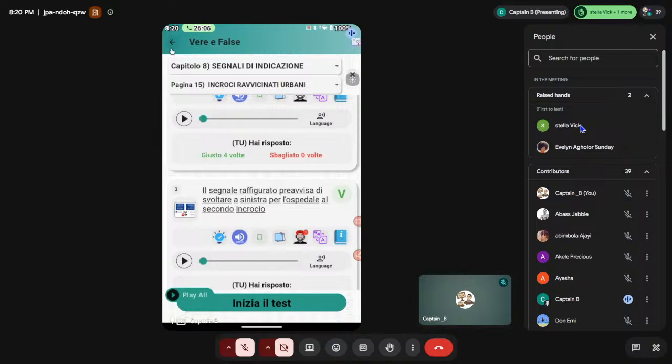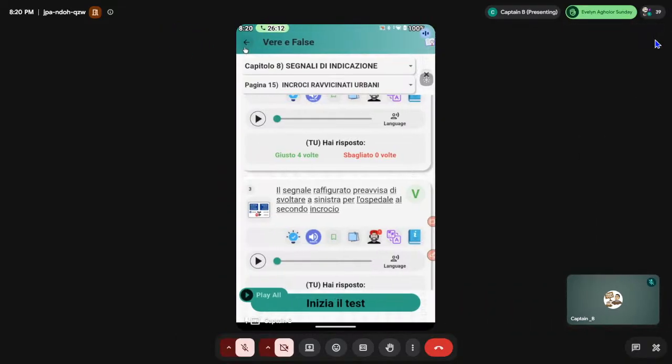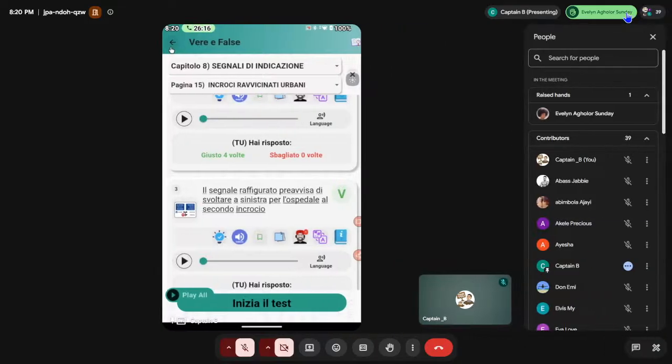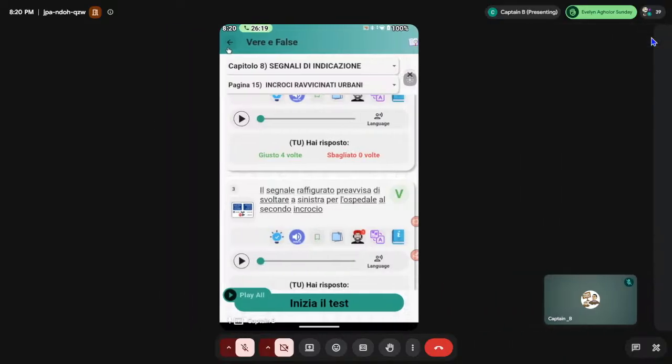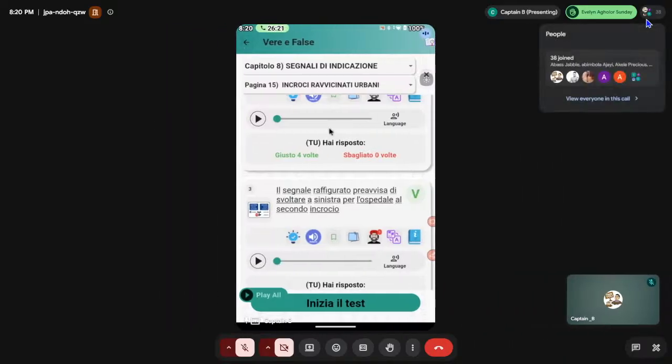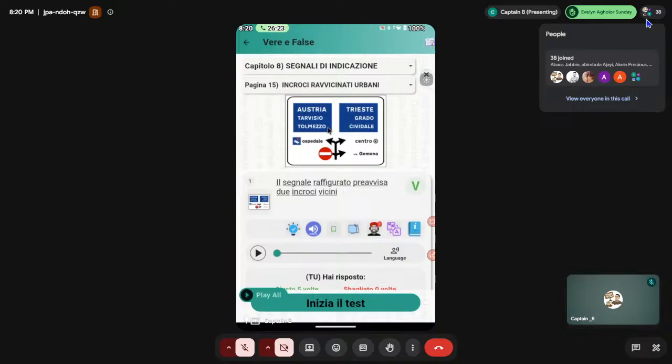Please, sir, Captain, I want to ask about this Urbana sign. Why is there this blue sign inside before the white? It looks confusing. Yes, you say Laostra, and yes, because they call it Urbana. Why is there blue inside?